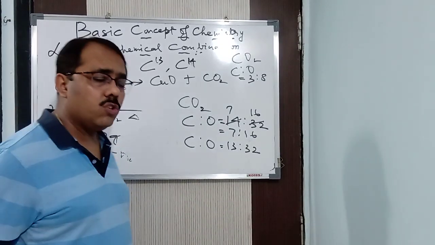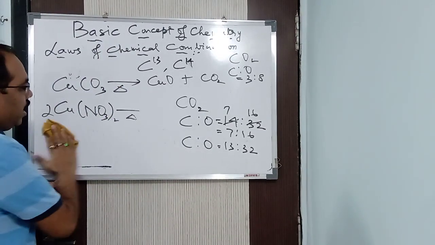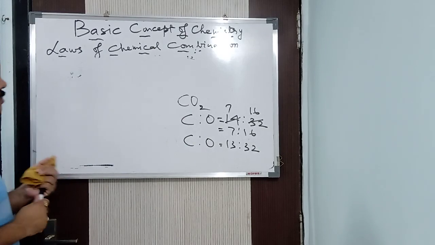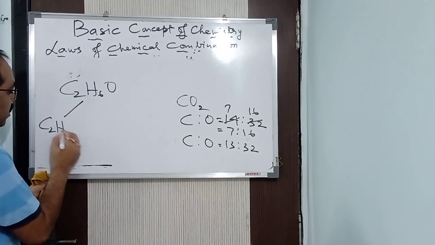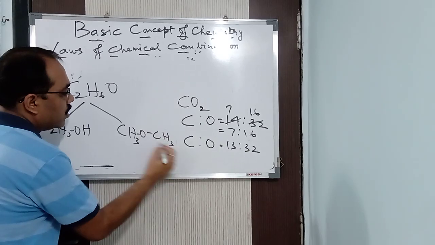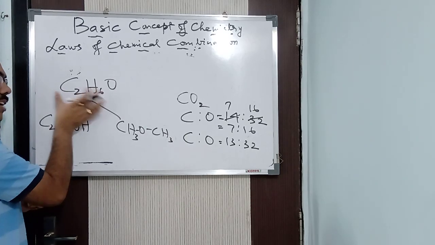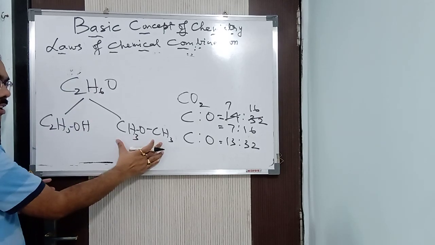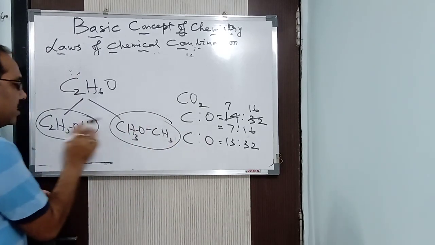Now this law is also not true when the compound shows isomers. Let us say you are taking the molecular formula of the compound as C2H6O. C2H6O can exist as C2H5OH and it can exist as CH3OCH3. This is ethyl alcohol and this is dimethyl ether. You might have studied this in class 10. Isomers are compounds having the same molecular formula but different structural formula. Here it is ethyl alcohol and here it is dimethyl ether.